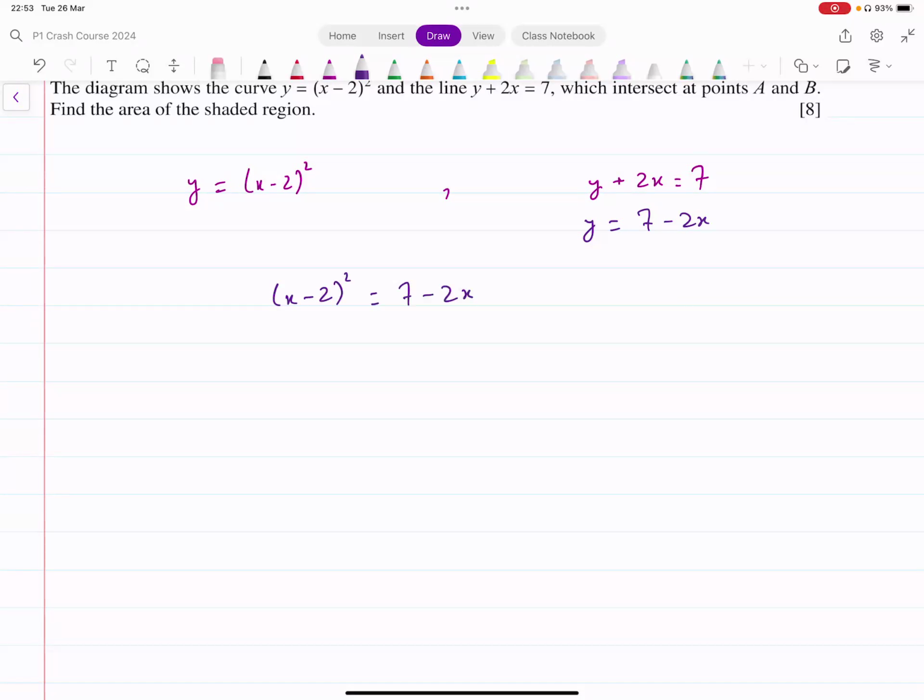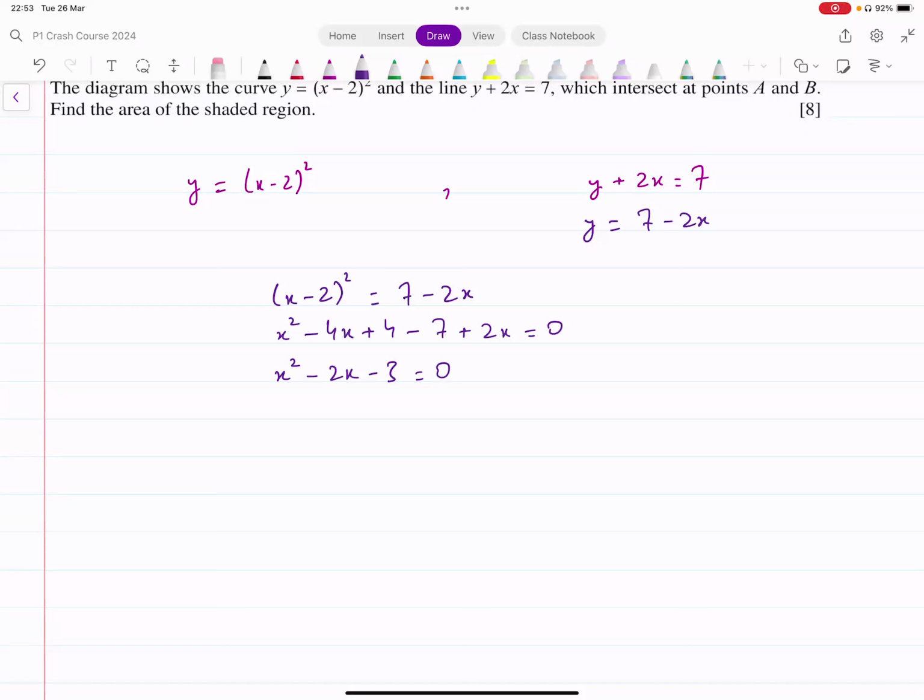Let's solve this equation. We can expand the left side. That gives us x squared minus 2 into x into 2, that's minus 4x plus 4, minus 7 plus 2x equals 0. And the equation becomes x squared minus 2x minus 3 equals 0.